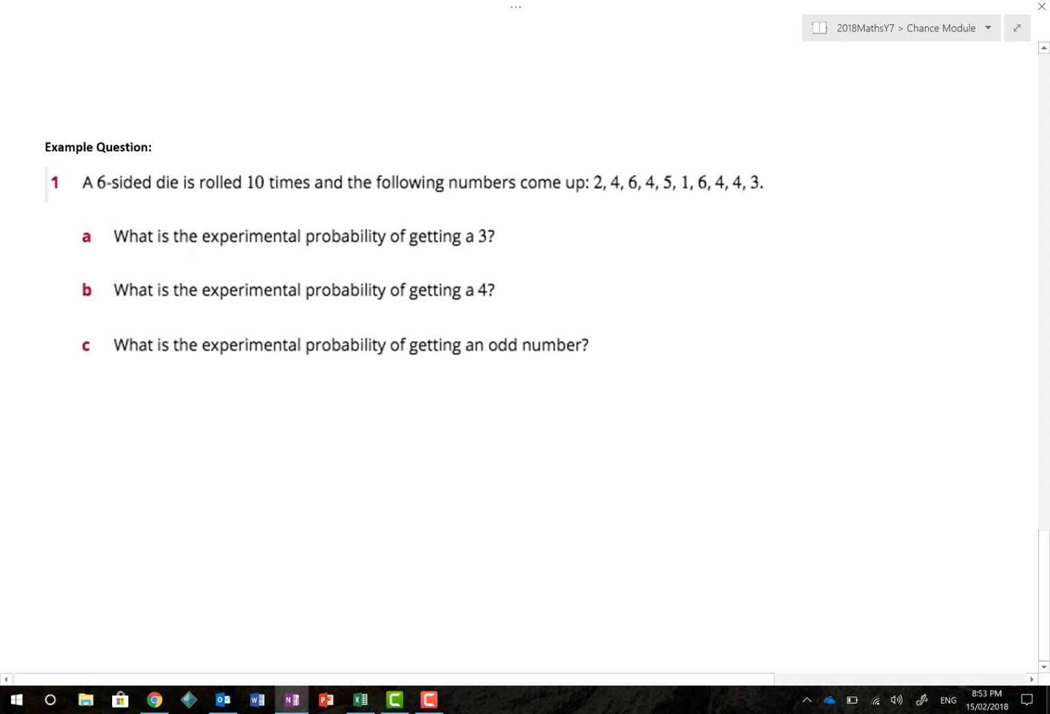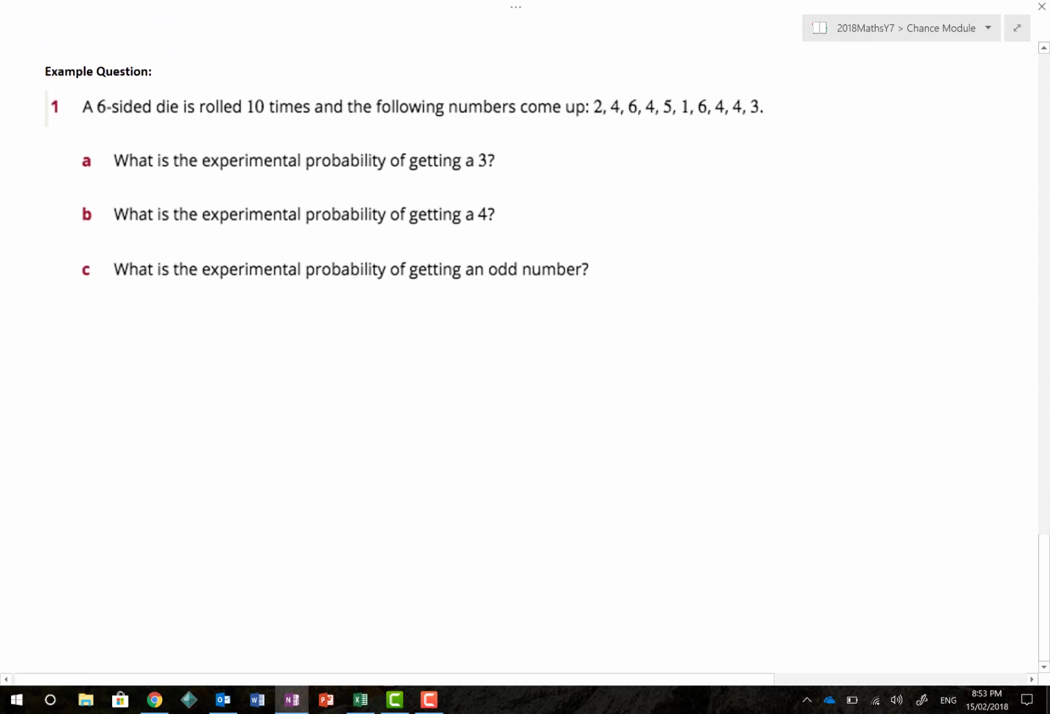So here is an example of a question from the textbook, and I'm going to do the first one with you. A six-sided die is rolled 10 times. Let's just check: 1, 2, 3, 4, 5, 6, 7, 8, 9, 10. Good, we've got 10 numbers. And the following numbers come up. What is the experimental probability? That's just saying, we've done an experiment, we're not doing this in theory. What is the experimental probability of getting a 3? How many 3s are there? Yep, 1 out of how many numbers? 10. Can that be cancelled down? Nope.